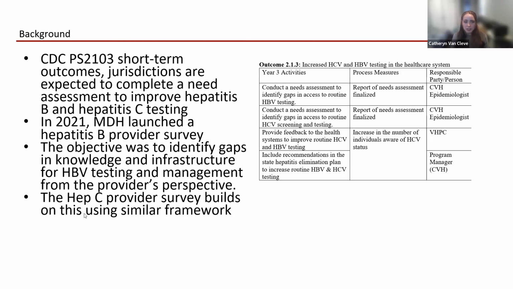We actually did this in two parts. The first was a hepatitis B provider survey launched in 2021 with the objective to identify gaps in knowledge and infrastructure for hepatitis B testing and management from a provider's perspective. And then subsequently, we used the framework from the hepatitis B survey to create a hepatitis C survey, which was launched two years later, this year, 2023.